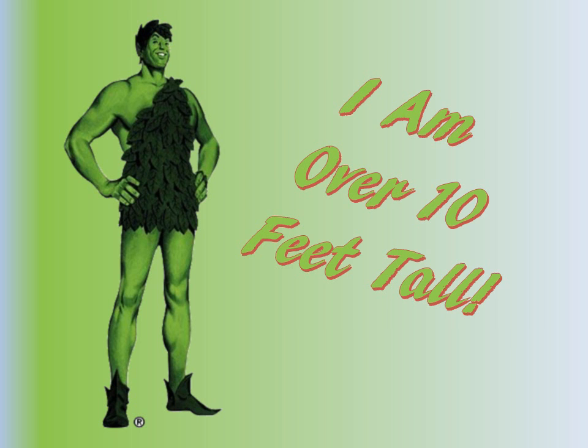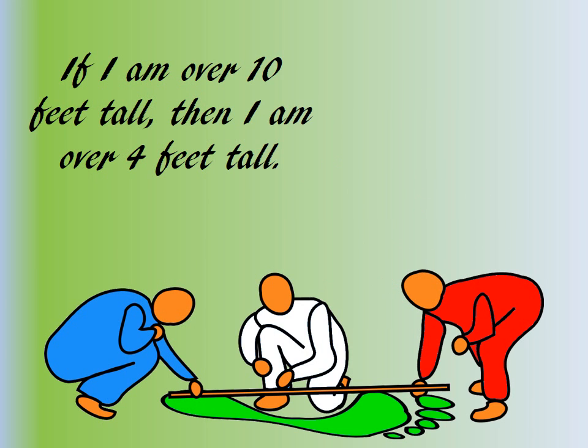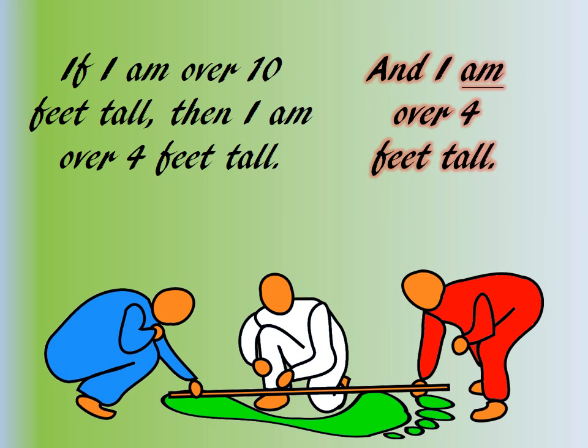How about I'm over 10 feet tall? Think we can prove that? Well, if I was over 10 feet tall, wouldn't you have to agree that I'd be over 4 feet tall? 10 is bigger than 4. And I'll let you know this much about me. I am over 4 feet tall. Does that prove anything? If you affirm the consequent, you'll get a ludicrous conclusion out of these two premises.